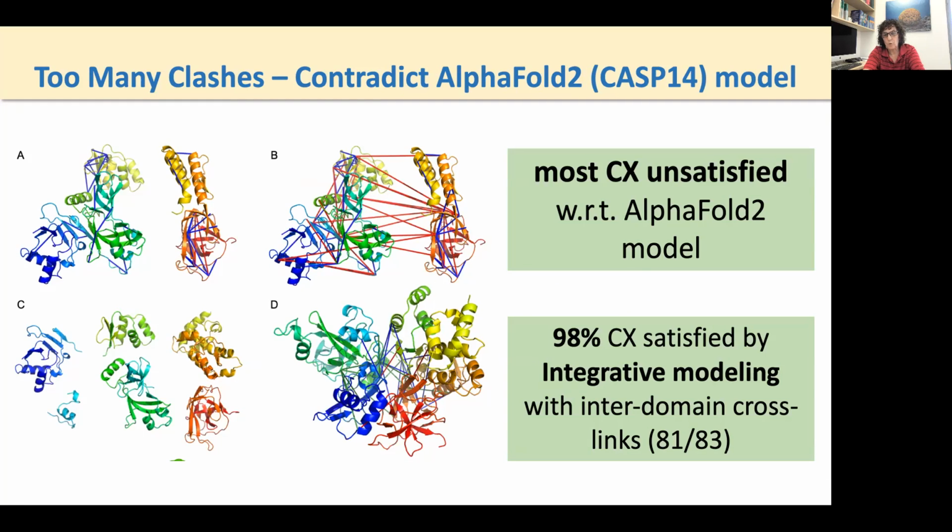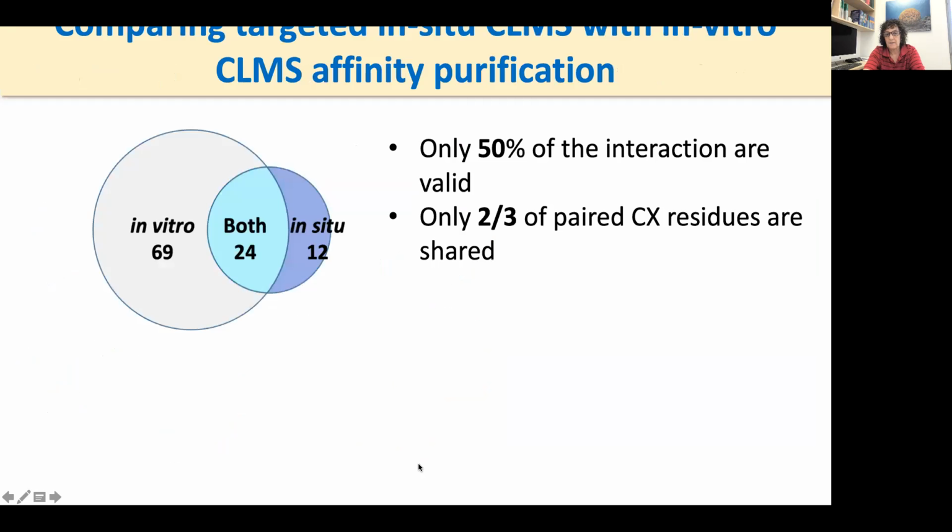Using the same protocol, we see that the AlphaFold model cannot fit; there are many clashes and contradicting cross-links, as you can see here in red. However, once you break it down and build it from scratch, you get a model in which 98% of the cross-links are sitting in the right place. And that means that we were able to really understand how it behaves in the cell.